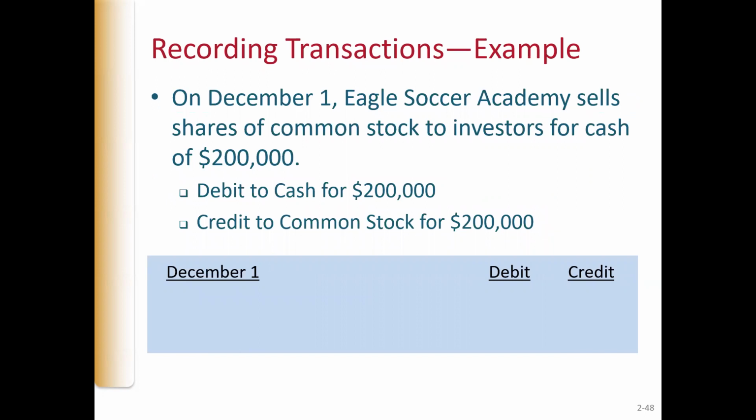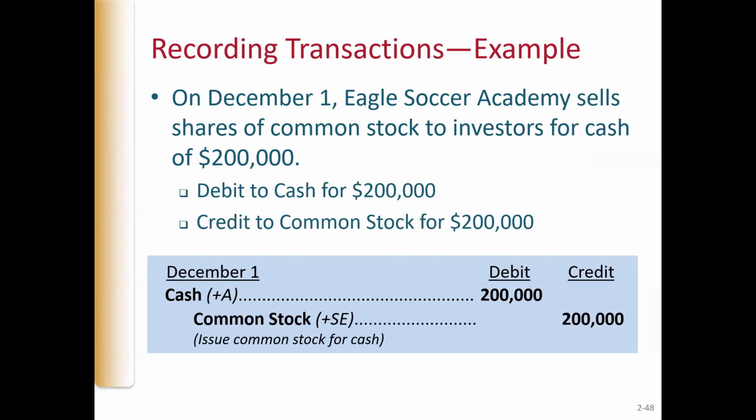So on December 1st, when Eagle Soccer Academy sells shares of common stock to investors for cash of $200,000, we know cash was debited because it was increased, and because cash is an asset, we debit it to increase it. We debit our cash for $200,000, and we're going to credit our common stock for $200,000. Why? Cash is on the left-hand side of the accounting equation as an asset. To increase it, we debit it.